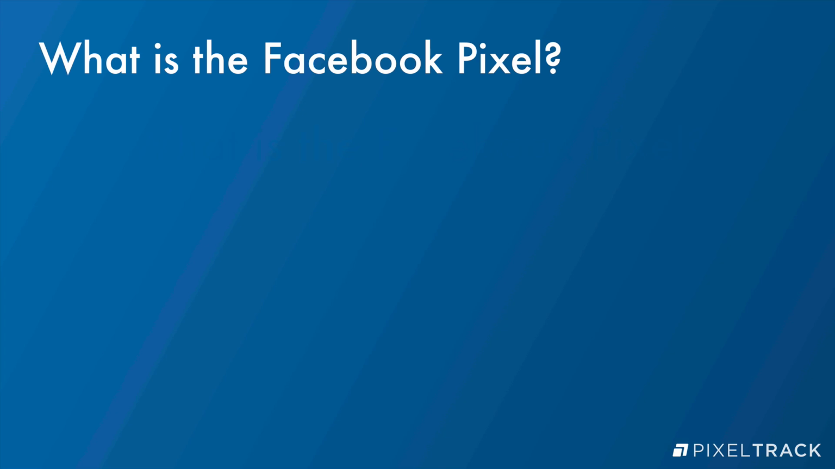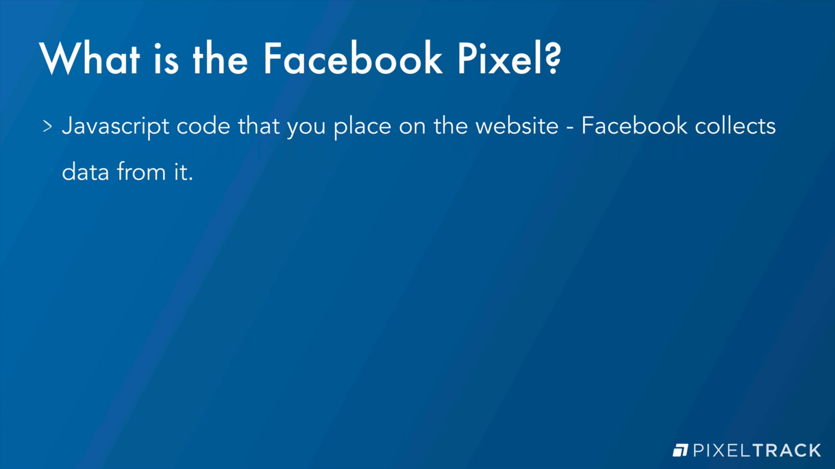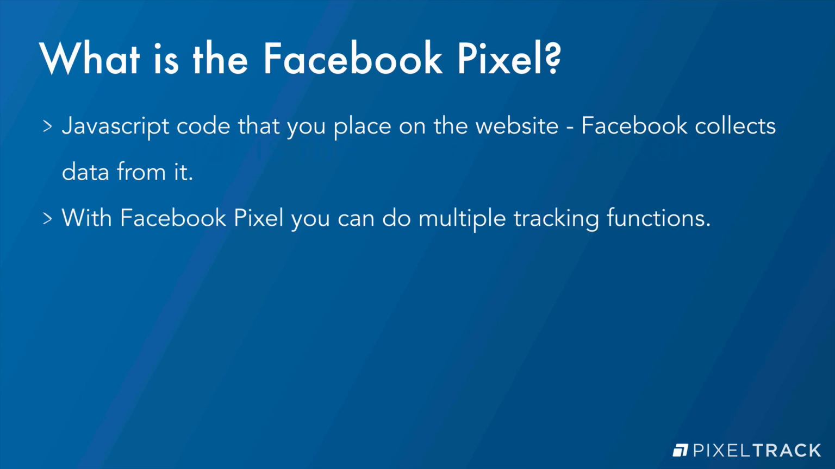So when you look at what is the Facebook Pixel, it is basically a JavaScript code that you place on the website and Facebook is going to collect data from it. So this is just like Google Analytics code which you create once and put it on all the pages of your website so that Google can collect data. Here Facebook is going to collect data from the code that you place on the website.